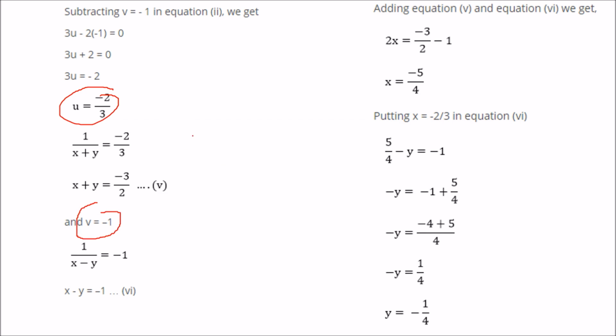But now here the scenario is you have taken 1 by x plus y as u. Now you have another linear equation by this second substitution. U is minus 2 by 3, so put 1 by x plus y equal to minus 2 by 3, and 1 by x minus y equal to minus 1. So you get one equation like this, second equation like this, just add them or subtract them. Easily you can solve x and y. These are the solutions.